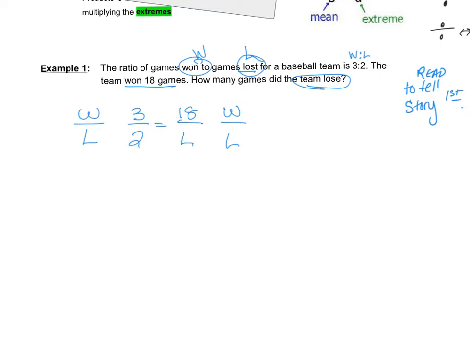It's a proportion, which means you cross multiply. 3 times L is equal to 2 times 18, which is 36. You divide by 3 like a regular equation, and you get that L must be 12. That means that if a team won 18 games at a ratio of 3 to 2, they lost 12.